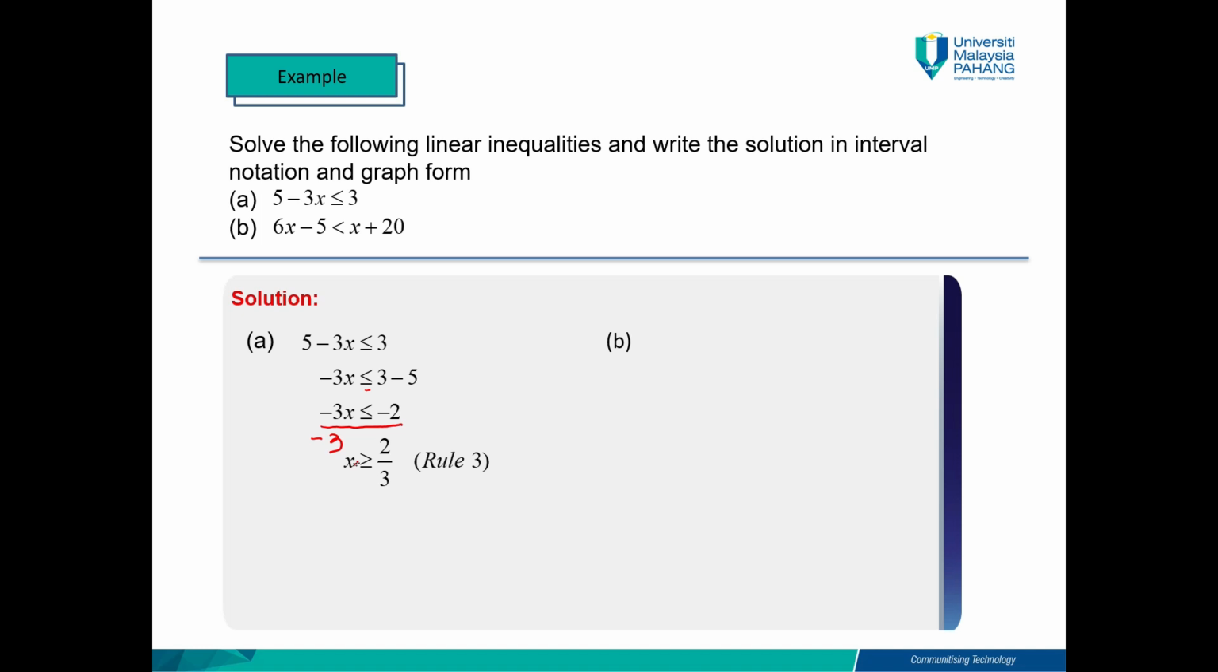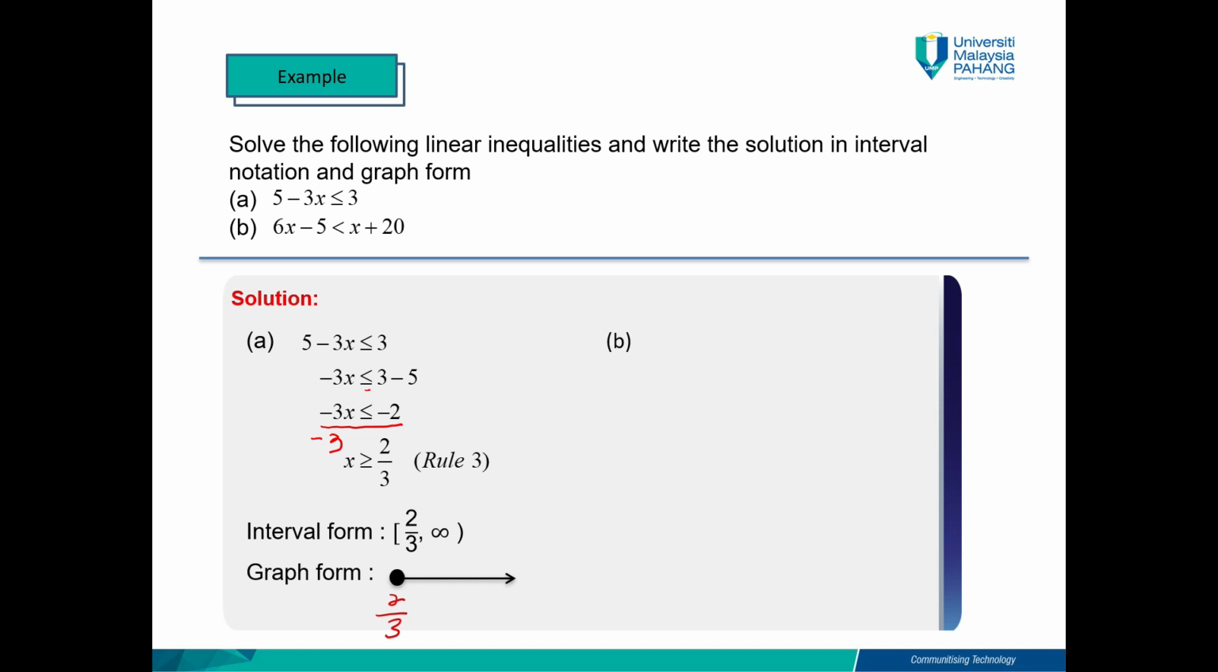So we have x more than or equal to 2 over 3, because we are dividing by a negative value and the sign of the inequality needs to reverse. So x is more than or equal to 2 over 3 satisfies the inequality. In interval form, it is 2 over 3, included, until infinity, and in graph form, it is drawn from left to right. So this is 2 over 3.